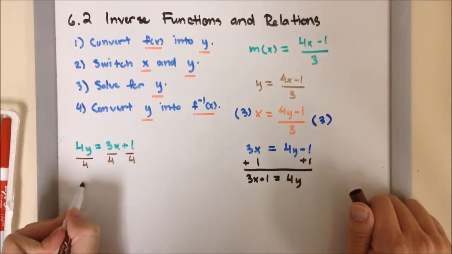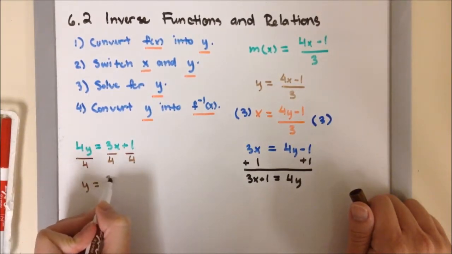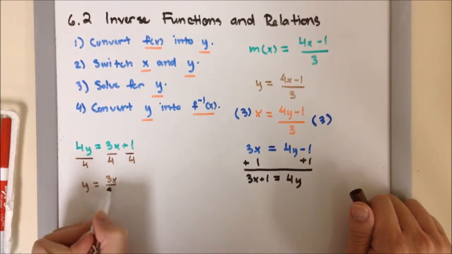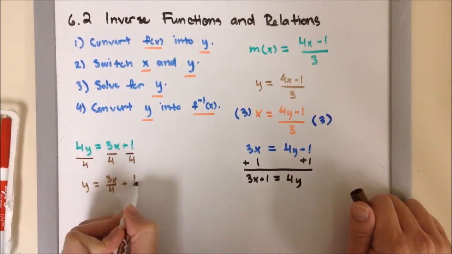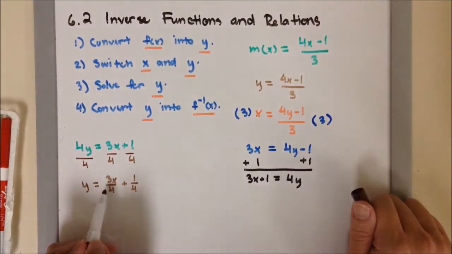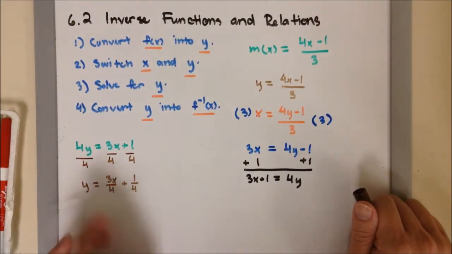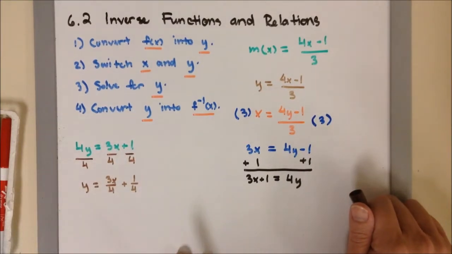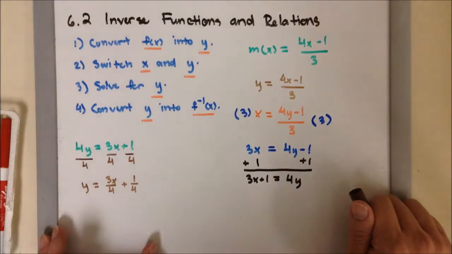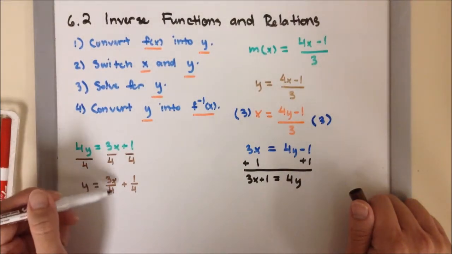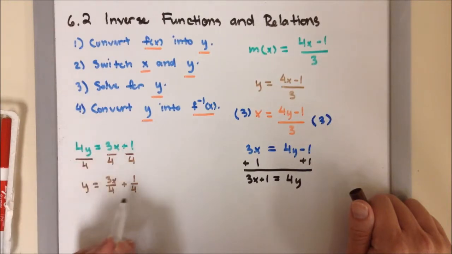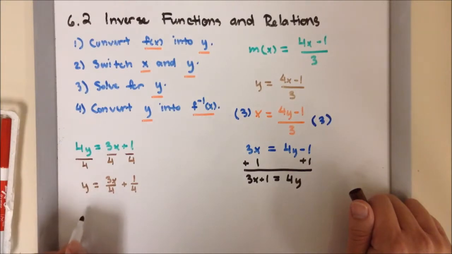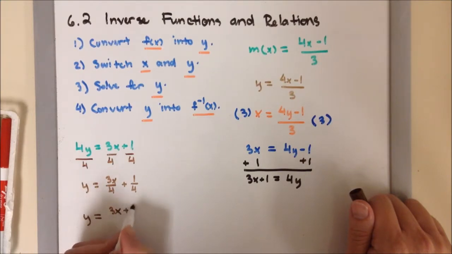So what you're going to have is y is equal to 3x over 4 plus 1/4. 3x over 4 is the same thing as 3/4 x. Doesn't matter which form you use as long as you write it correctly or do the work correctly. Now, since I cannot simplify each fraction and they both have the same denominator, you can actually leave it as a combined fraction. So it will be y equal to 3x plus 1, the whole thing divided by 4.